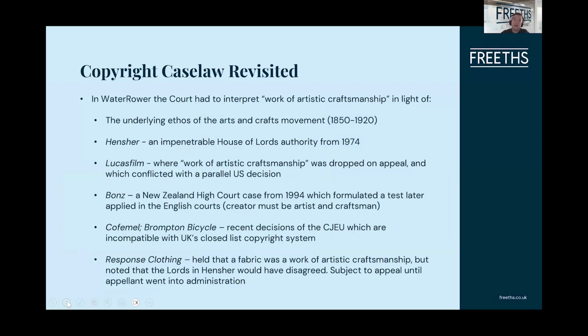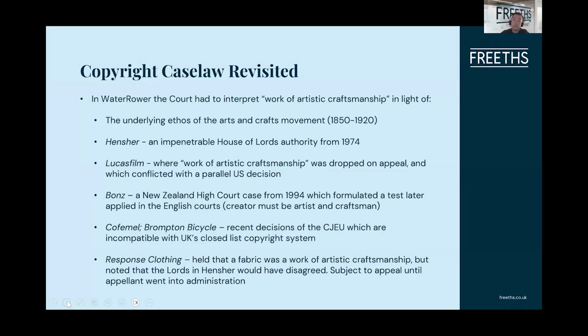And in that case, the court was left to interpret what works of artistic craftsmanship meant in light of the underlying ethos of the arts and crafts movement from 1850 to 1920. And the reason for this was that works of artistic craftsmanship was first included in the 1911 Copyright Act. So that was the context in which we had to interpret the meaning of those words. And also Hensher, the Hensher and Rest-A-While sofa set case, which is, I think it's fair to say, a fairly impenetrable House of Lords authority from 1974, in which the sofa set was held not to be a work of artistic craftsmanship.